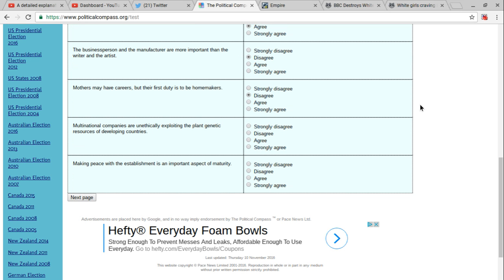Multinational companies are unethically exploiting the plant genetic resources of developing countries. What the fuck? Exploiting the plant genetic resource. Are we talking about gold and iron and stuff like that, or are we talking about cornfields for plant genetic resources? Well, unethically, it depends on your ethics, honestly.